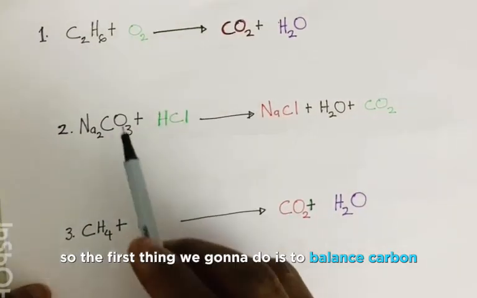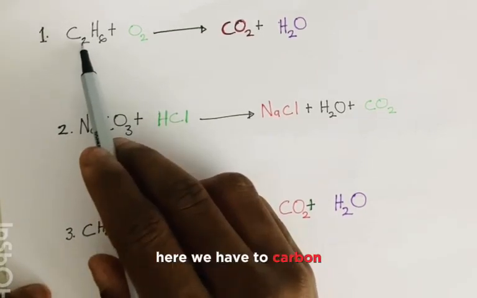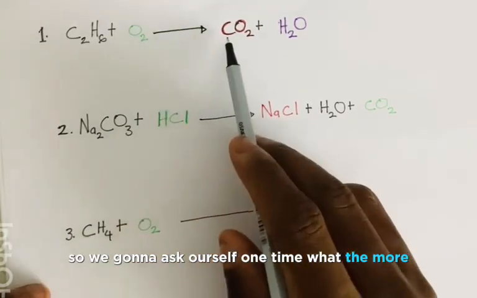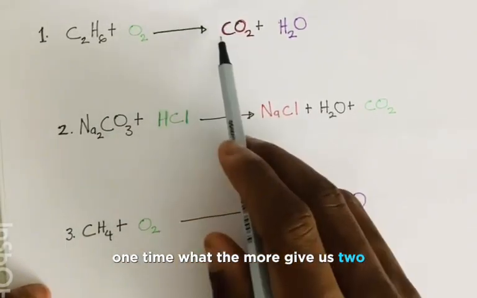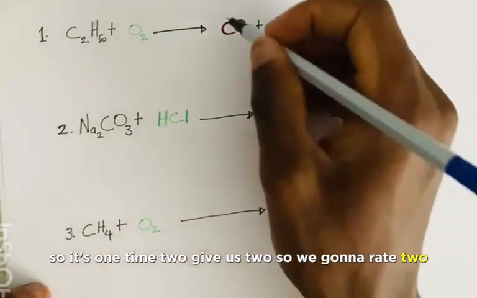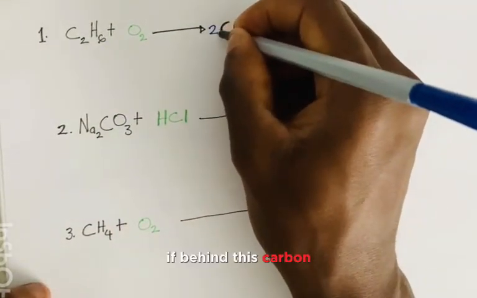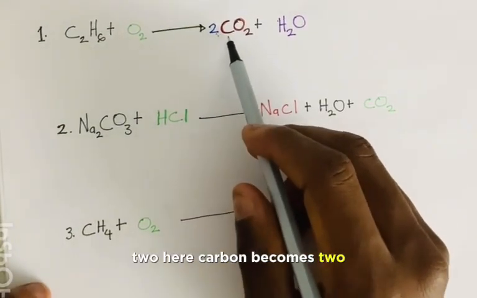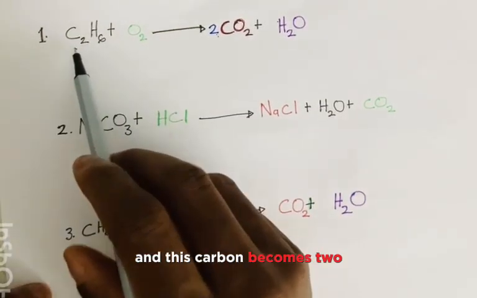The first thing we're going to do is to balance carbon. Here we have 2 carbon, and here we have 1 carbon. So we ask ourselves, 1 times what number gives us 2? It's 1 times 2 gives us 2. So we're going to write 2 in front of this CO2, and now this carbon becomes 2 and this carbon becomes 2.